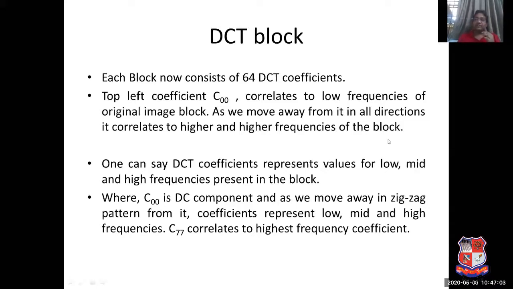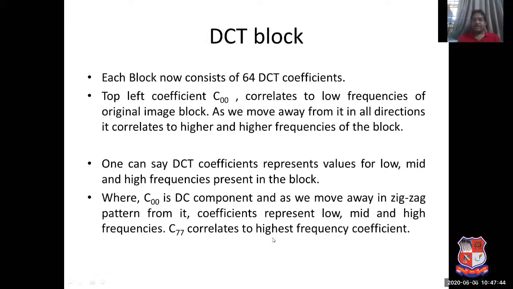As per our previous discussion, if you want to do compression, then you simply remove the high frequency elements. C00 is the DC component. We will not do anything with this DC component, because if you change it, the brightness, the contrast, and the information related to that block will be highly affected. But the other AC frequency components should have some redundant information and we can remove them. As we move away in zigzag pattern, the coefficients represent low frequency, mid frequency, and high frequency, and C77 correlates to the highest frequency coefficient.